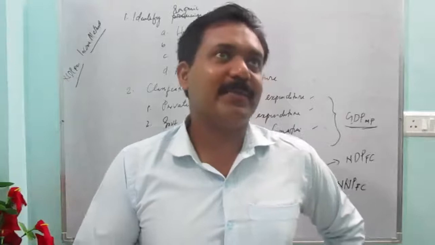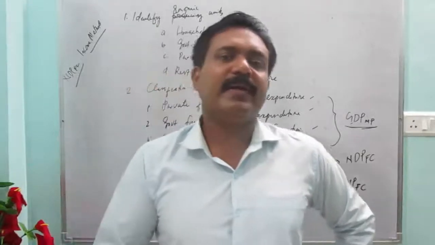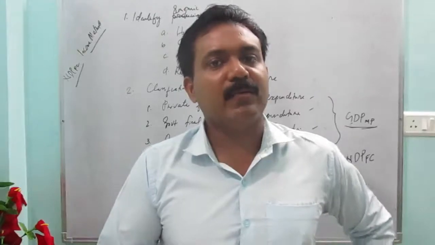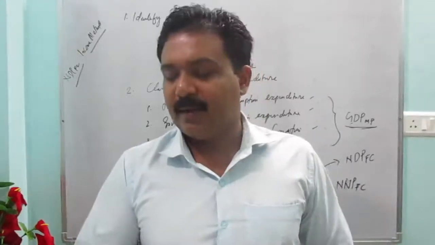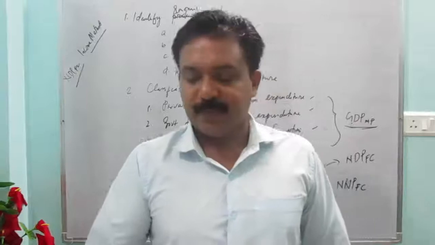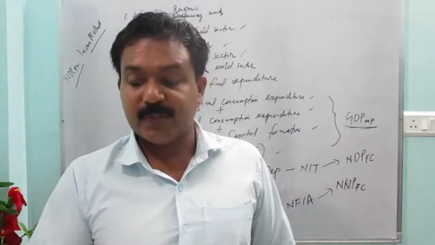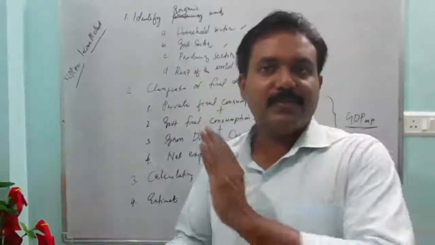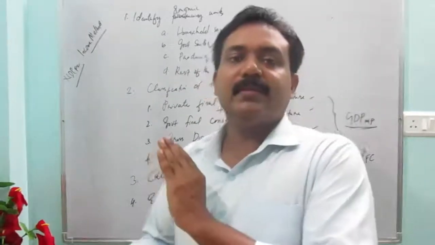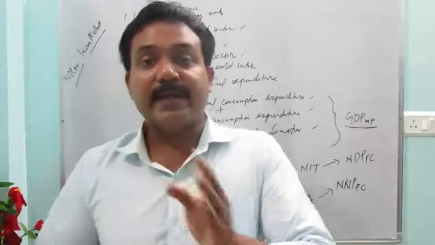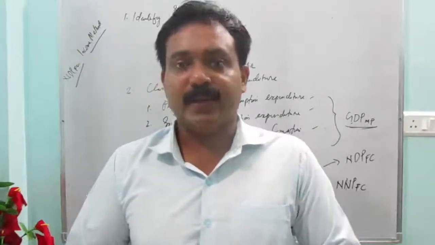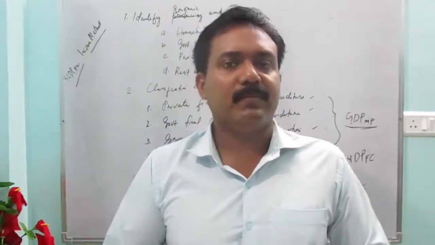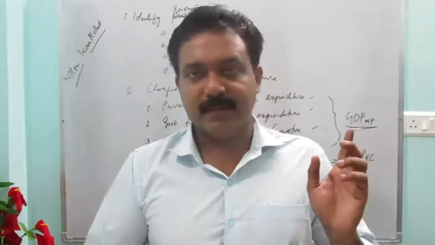So as we have seen many a time, intermediate goods will not be considered; only final goods will be considered in calculating national income. Then transfer payments are not included. Actually, you know what is the feature of this income? This is factor income, not a transfer income. So any kind of transfer payments will not be added in this.